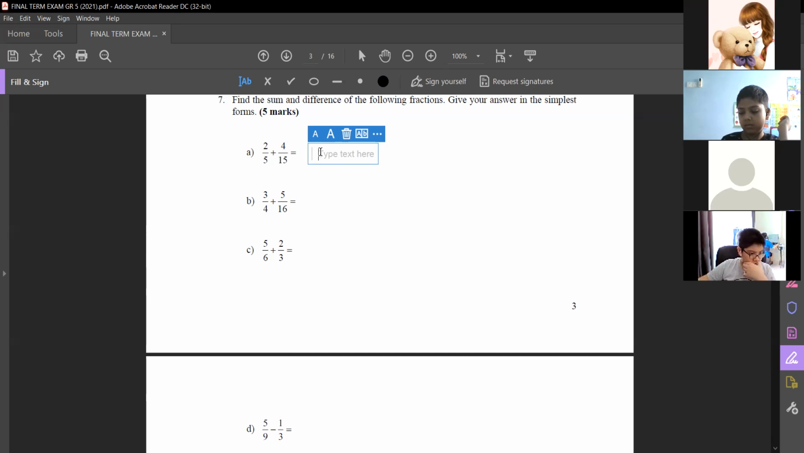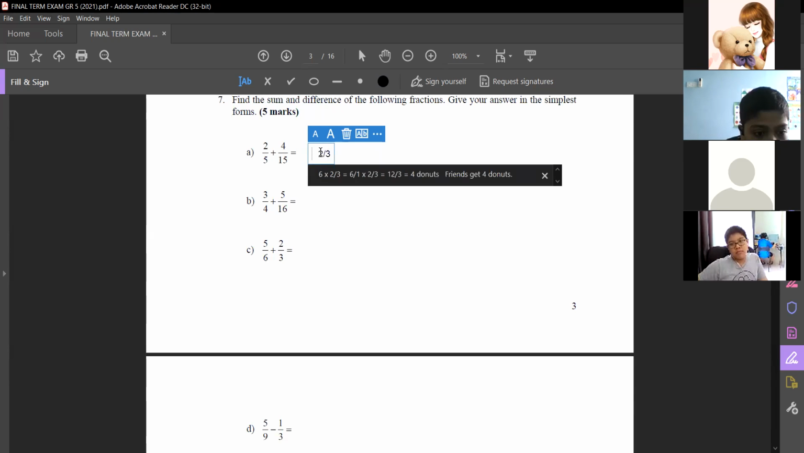Majority of you didn't simplify the answer. What did I say last time? If you didn't simplify your answer, mark, no. I already mentioned this so many times in your classes, during your revision times, and even last time we revised again for the fraction.